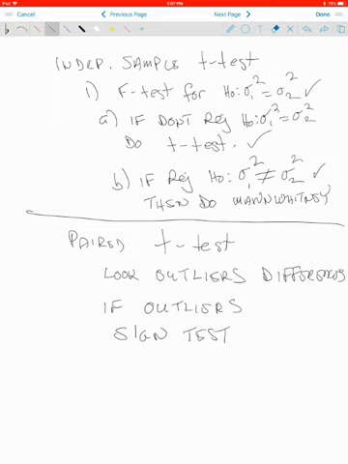Next day we'll move on and we'll begin talking about the analysis of variance, which is a general suite of tests for comparing two or more means.